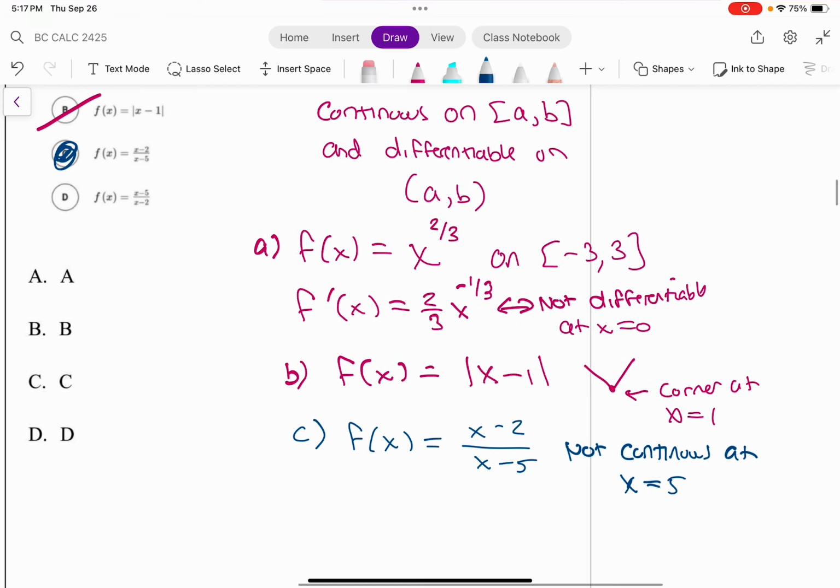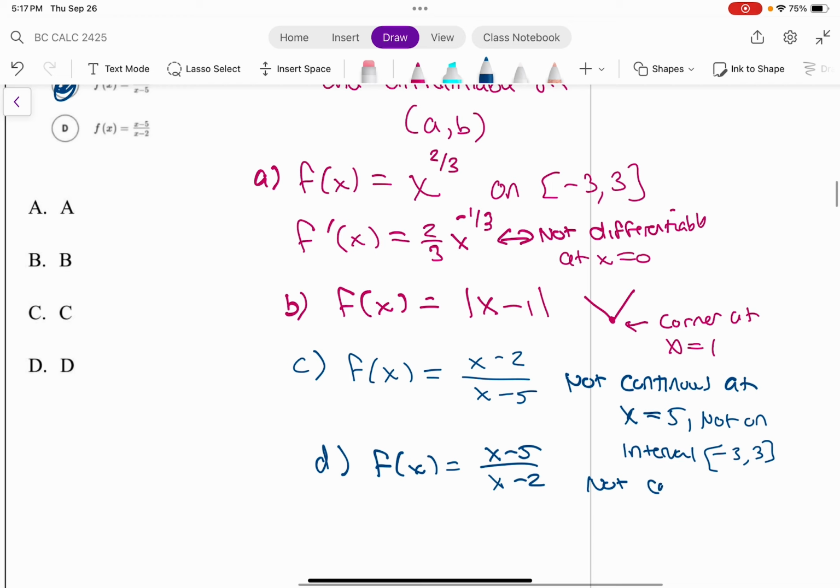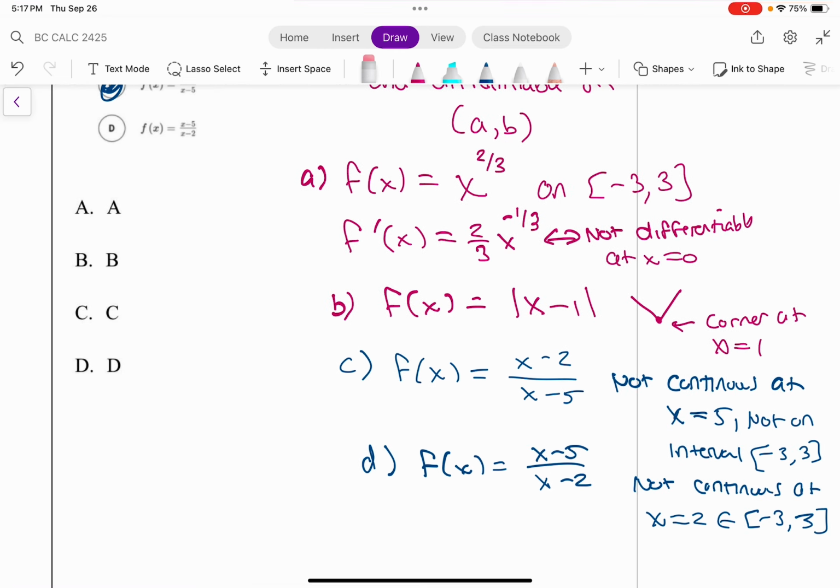Okay, but then D, f of x equals x minus 5 over x minus 2. Okay, it's not continuous at 2. And x equals 2 is on the interval -3 to 3. So that means it's not differentiable. I mean, we actually can just stop there because it has to be continuous. So it's not D.